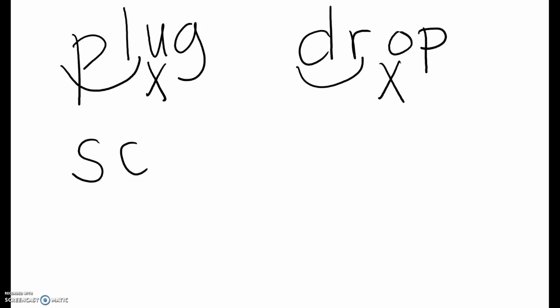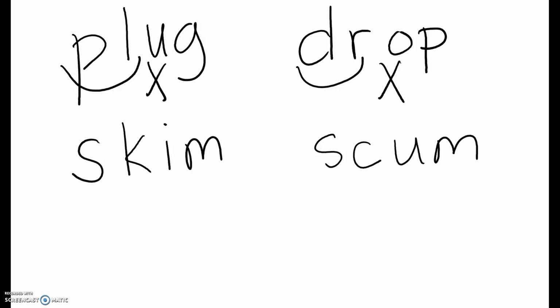If I did the word skim, I would do an SK instead of an SC, sorry. If I did the word scum, I would do an SC because the K rule still follows. So K takes I and E, C takes the other three. So it's going to be an SK if you have an I and an SC if you have a U. And you would mark those both with an arc and a vowel.